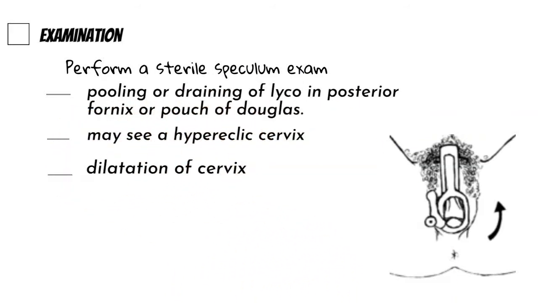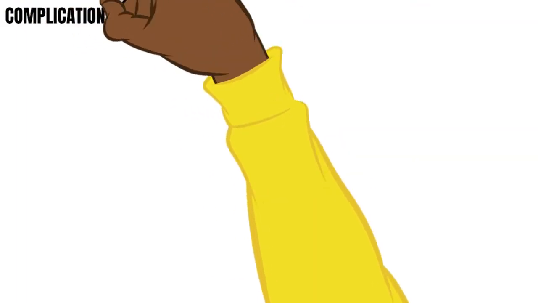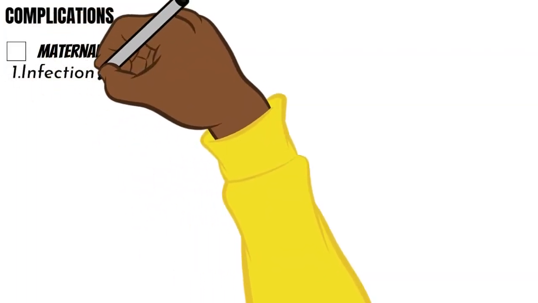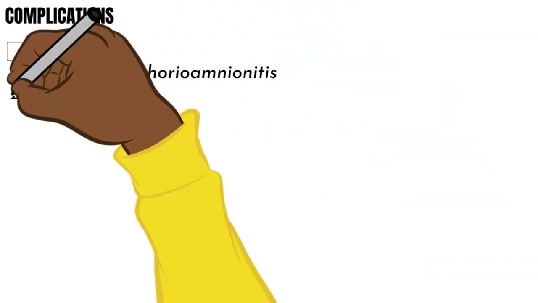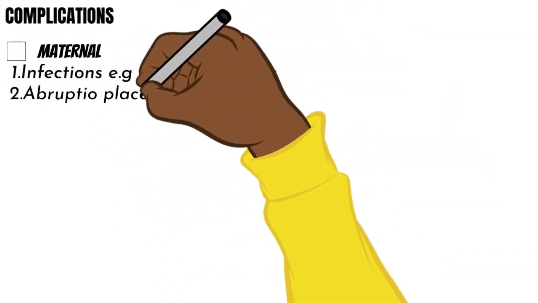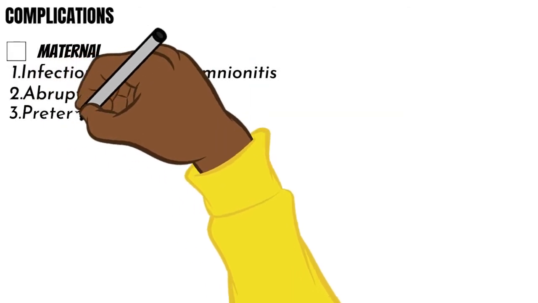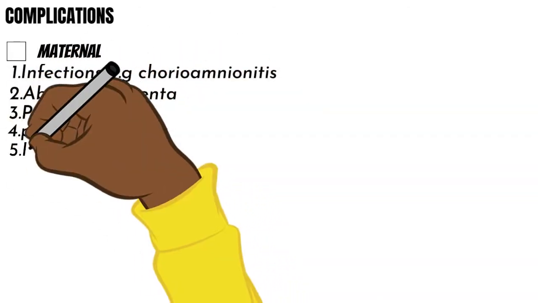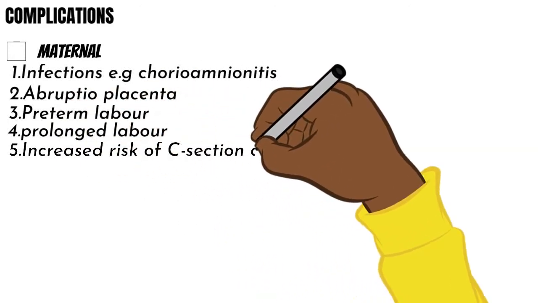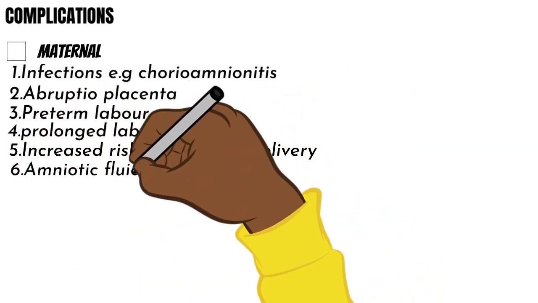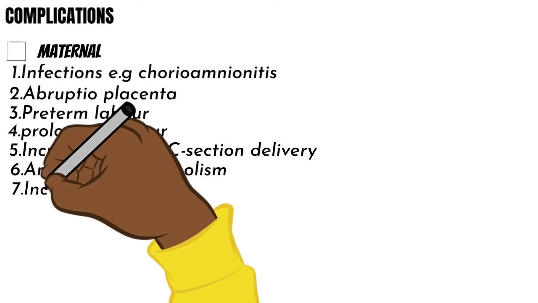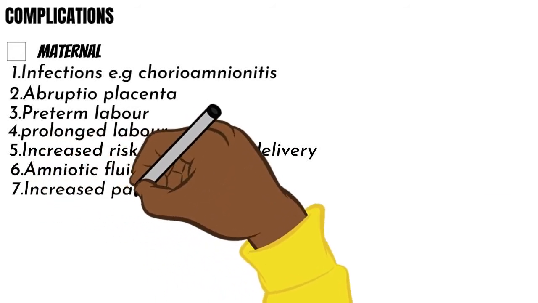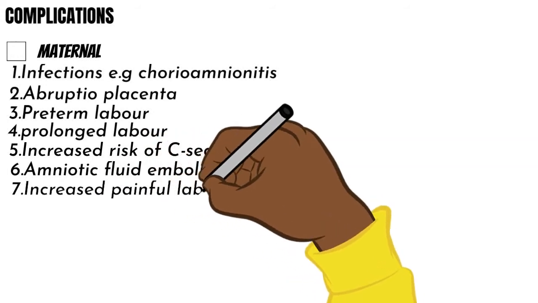The complications of PROM or PPROM can either be maternal or fetal. On the maternal side, we have infections such as chorioamnionitis, abruptio placenta, preterm labor, prolonged labor, increased risk of C-section delivery, as well as amniotic fluid embolism and increased or painful labor, because what your amniotic fluid actually does is it's a lubricant so that it reduces the friction during birth.